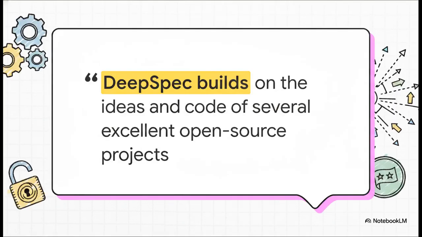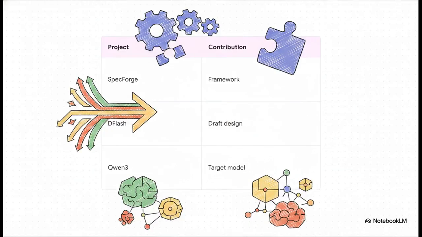I really love how transparent the authors are about their collaborative ethos. They explicitly state, DeepSpec builds on the ideas and code of several excellent open source projects. And to keep that momentum going, the entire repository is released under the MIT license, meaning you have immense freedom to use, modify, and distribute this codebase however you see fit. They back up that collaborative spirit with meticulous attribution.